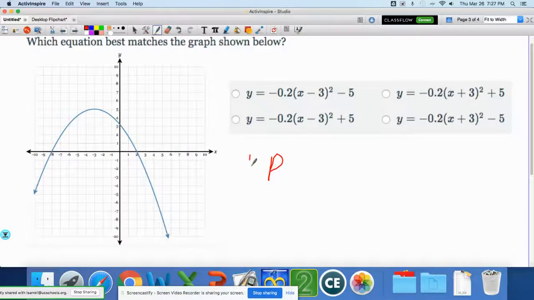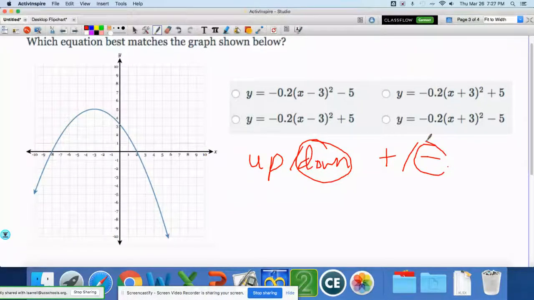So we have to ask ourselves the same sort of things. Is it going up or is it going down? Knowing that up means it's going to open up with a positive out front, down means it's going to open down with a negative out front. This one is clearly opening down, meaning it's negative out front.